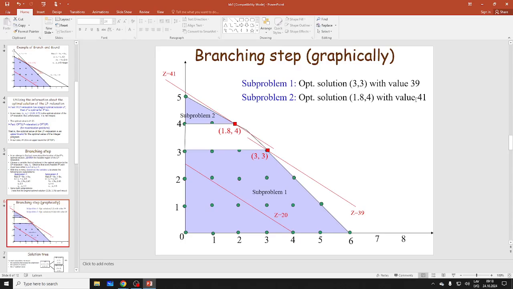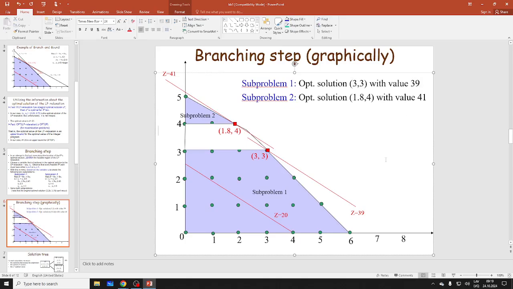So, are we done yet? What do you think? Are we done? Not yet, because we still have a lecture to go through, like half an hour. So what's the problem? Well, the second subproblem has a better value, but at the same time it has floating point numbers, so we should likely check.